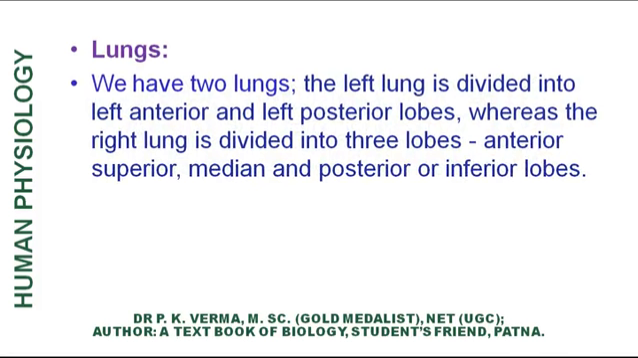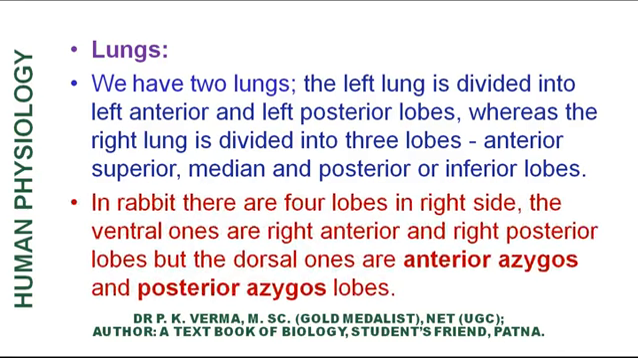The lungs are two in number. The left lung is divided into left anterior and left posterior lobes, whereas the right lung is divided into three lobes: the anterior superior, median lobe, and posterior or inferior lobe. In rabbit, there are four lobes on the right side. The ventral ones are right anterior and right posterior lobes, but the dorsal ones are anterior azygos and posterior azygos lobes.